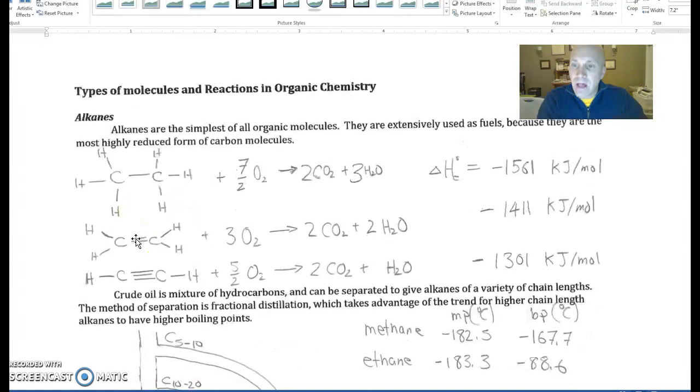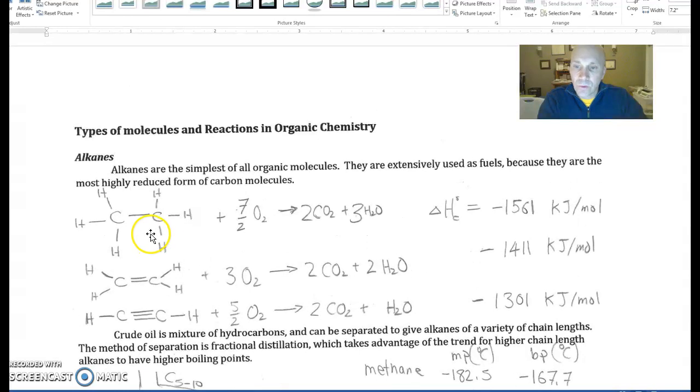All right, so why are alkanes so often used as fuels? That is because they are the most highly reduced form of organic molecules. So what does that mean? Let's compare ethane, which is an alkane, to ethene, aka ethylene, which is an alkene, to acetylene, aka ethyne.